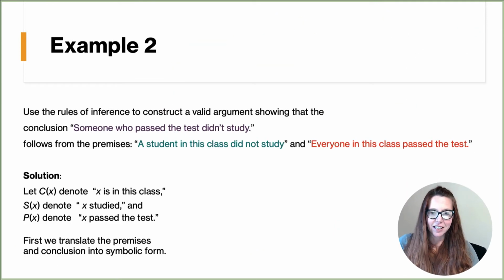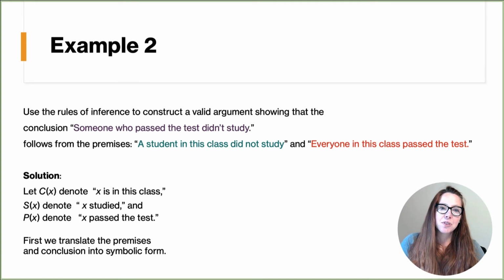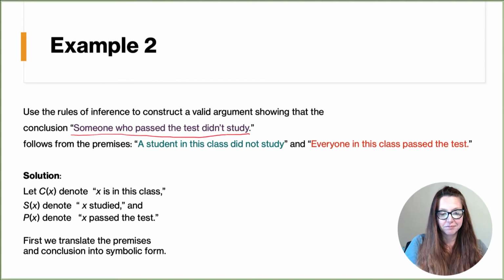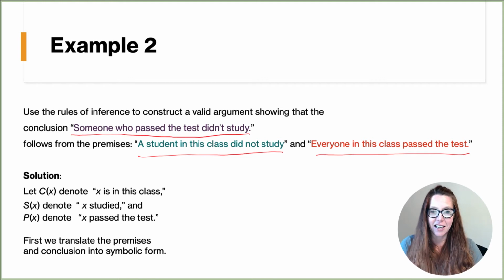Let's look at another example. If we use the rules of inference, can we construct a valid argument to show that someone who passed the test didn't study? If we know that the following premises hold: a student in the class did not study, and everyone in this class passed the test.